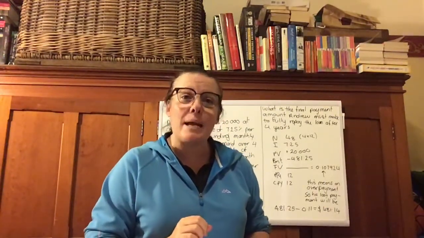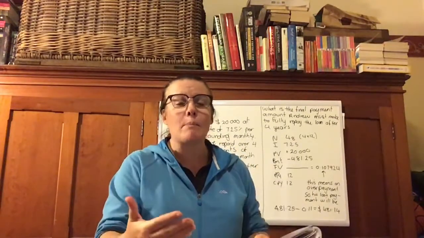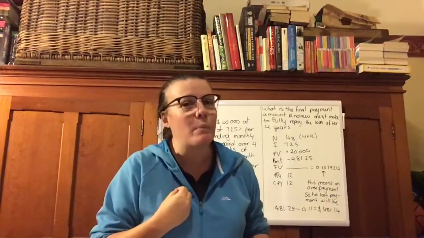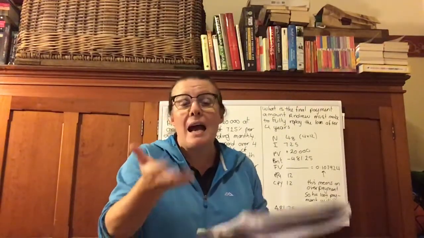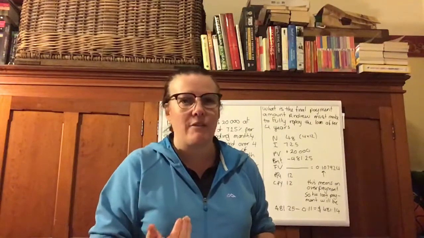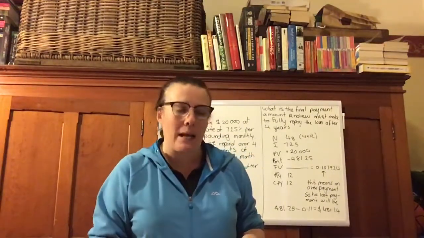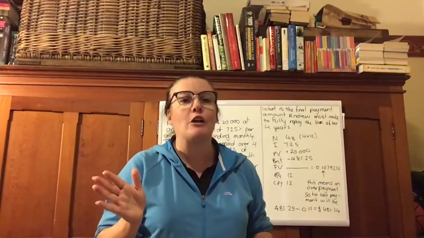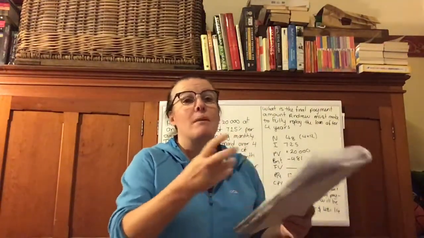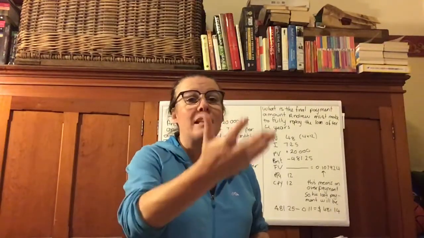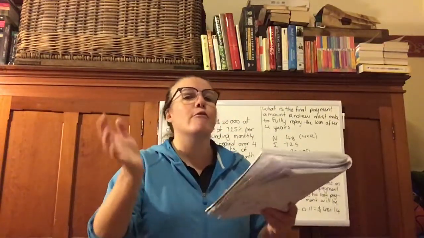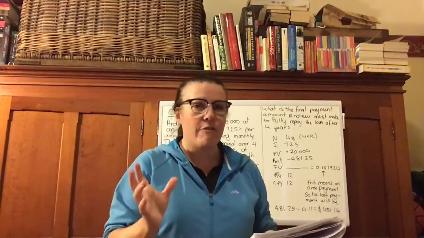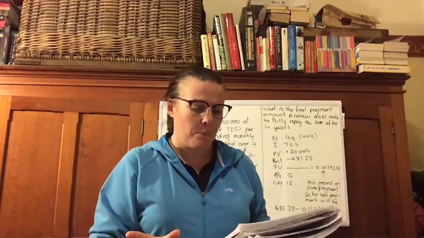PMT stands for payment. The person making the payment, how much are they going to make? Or if they're receiving a payment from an investment, how much is the payment that they are receiving? So PMT stands for payment. FV is the future value. So in other words, if we borrow this much money, we make this many repayments, in 4 years' time, what's it going to be worth? FV stands for the future value.